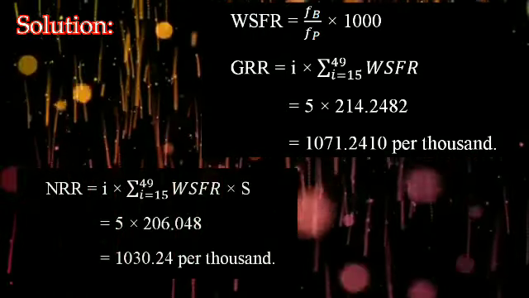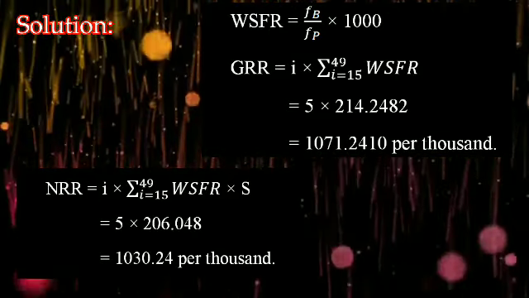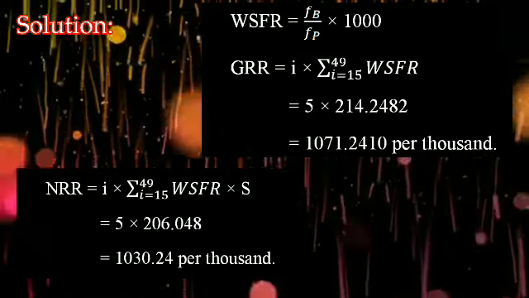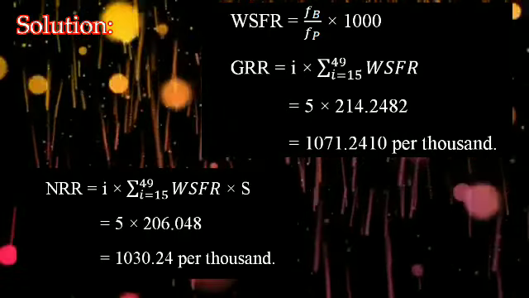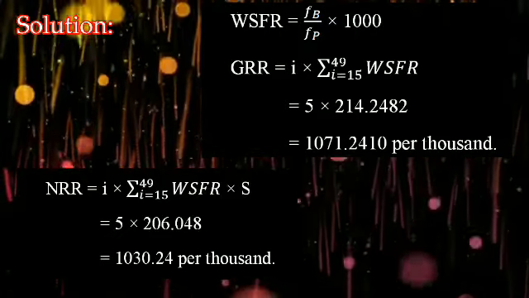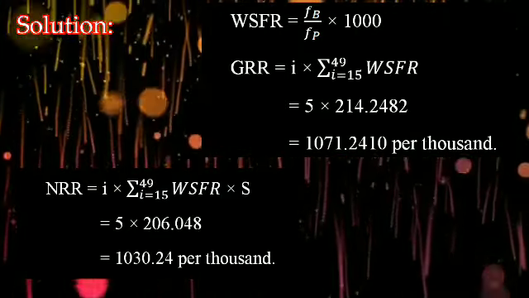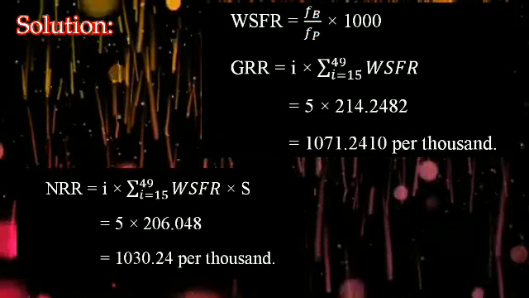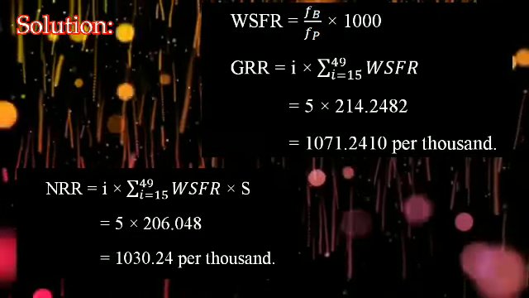Similarly, find the NRR value. NRR equal to I into sigma I equal to 15 to 49 WSFR into S. After that, substitute the values in the given formula, that is equal to I is 5, the width of the class interval is 5, into the sum total of WSFR into S, which is 206.048. Multiply those two values, 5 into 206.048, which is equal to 1030.24.